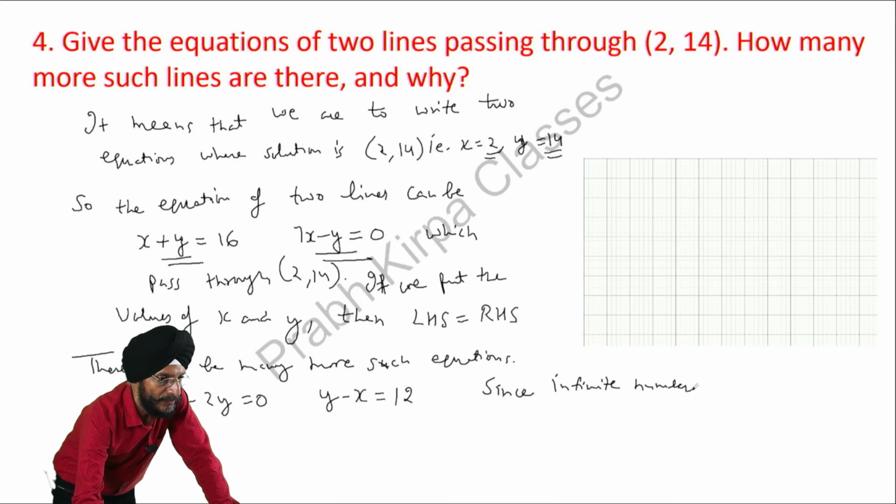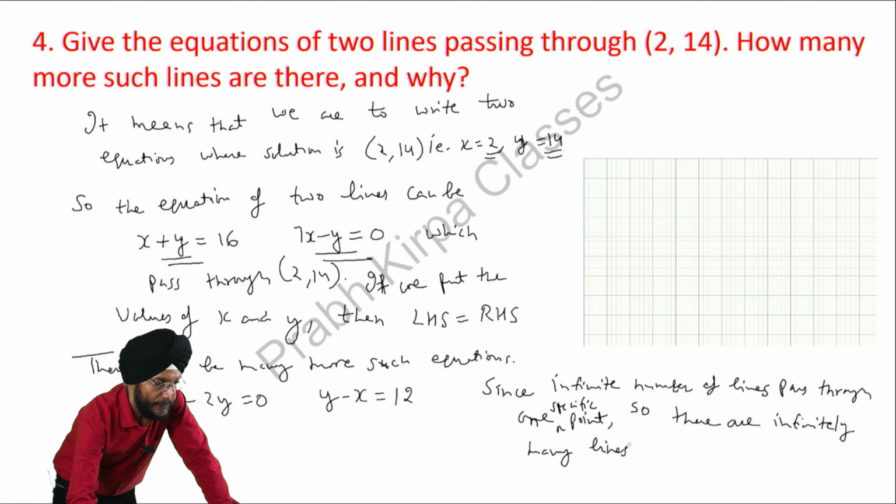So infinite number of lines pass through one specific point. So there are infinitely many lines that pass through (2, 14). For example, we can understand in this way that suppose this is the point where the value of x is 2 and value of y is 14.